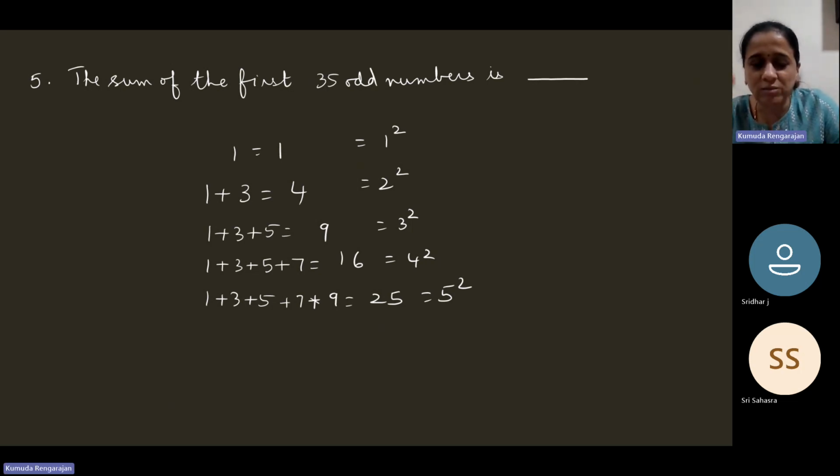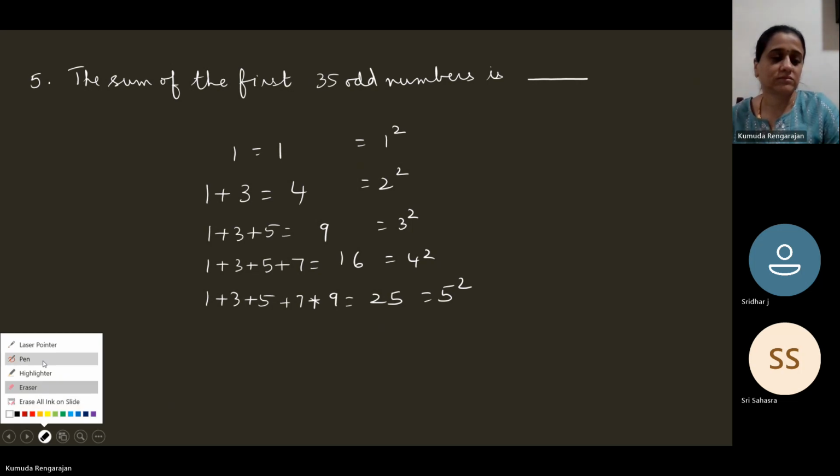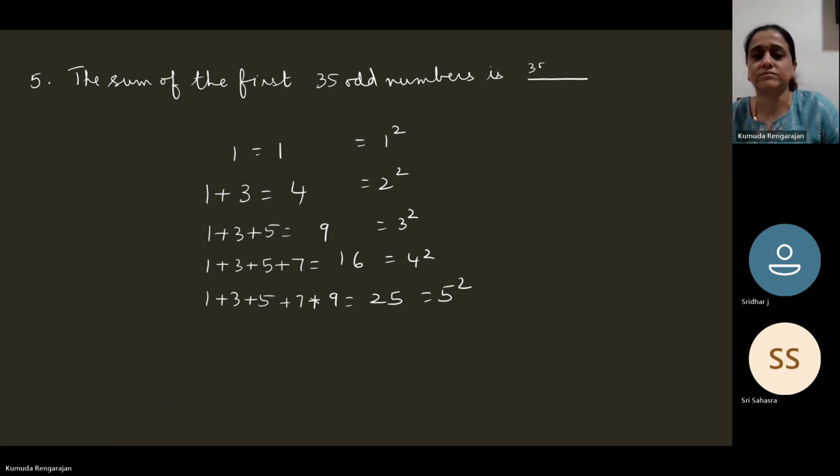The question is, what is the sum of the first 35 odd numbers? So when you find the sum of the first 35 odd numbers, the answer would be 35 squared. So 35 squared is the answer for this, which is 1225. Correct, children? Yes, ma'am. Okay.